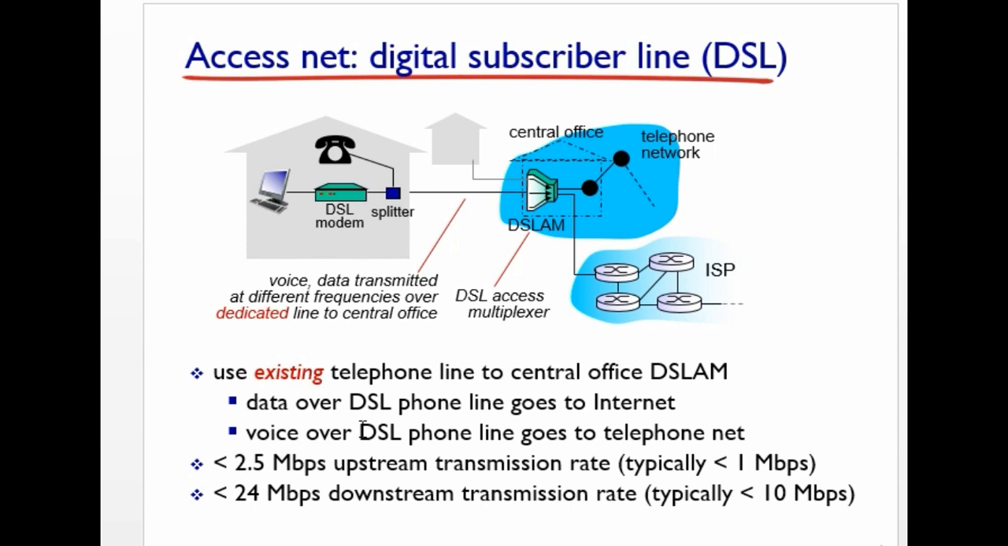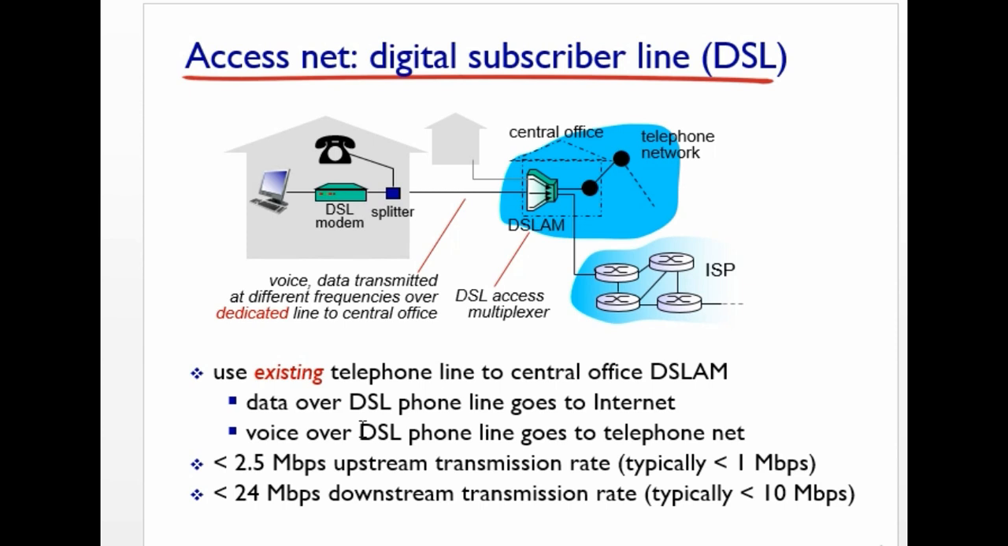Access: Digital Subscriber Line, DSL. This is called the Digital Subscriber Line. It uses the existing telephone line to the central office, that is called the DSLAM. This is actually the concept of the telephone, how your telephone works. Data over the DSL phone line goes to the internet. Voice over the DSL line goes to the telephone network.